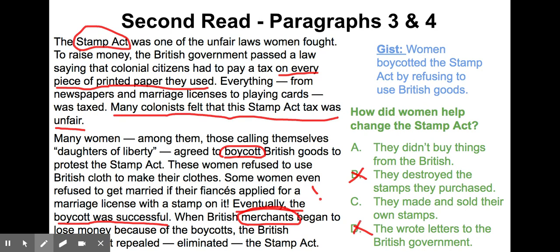They didn't buy things from the British, or they made and sold their own stamps. So it says they made their own things, but they didn't make stamps. They actually made clothes. So that's a trick one. So this wasn't it. So, A. If you also got A, give me a thumbs up. Perfect. Pat yourself on the back. Good. The women changed this act because they did not buy things from the British. Excellent job.